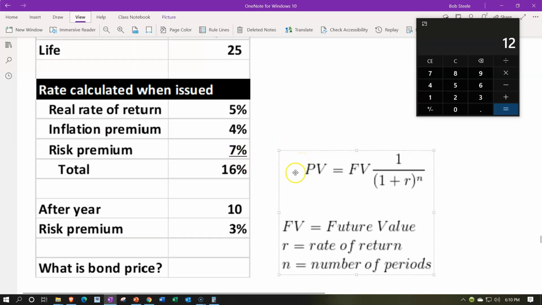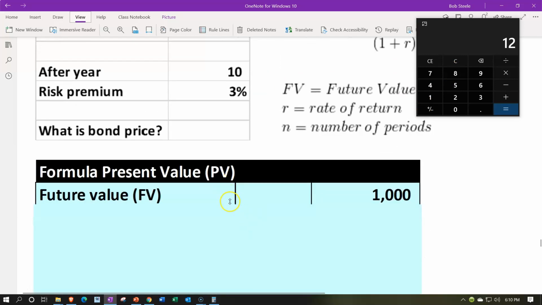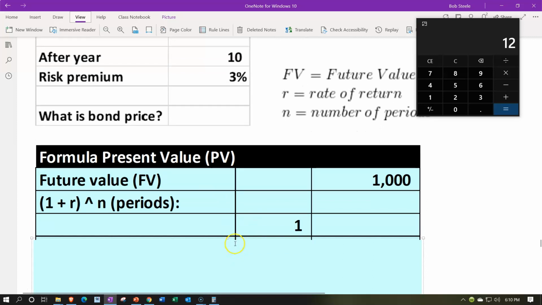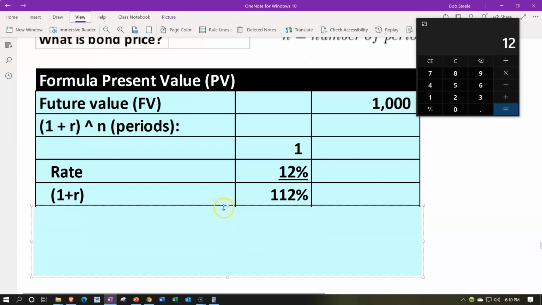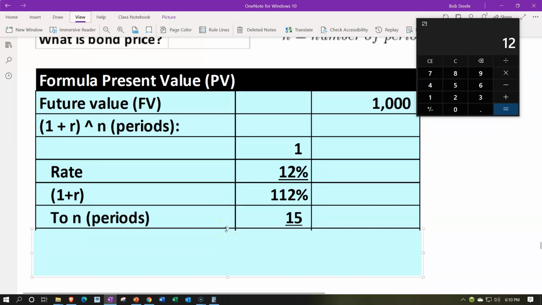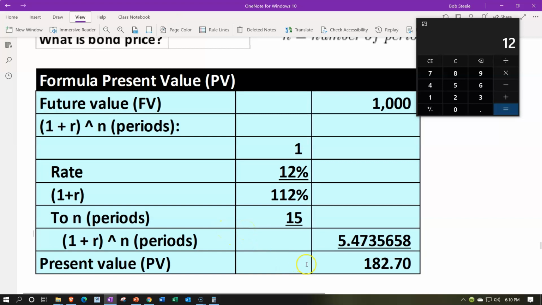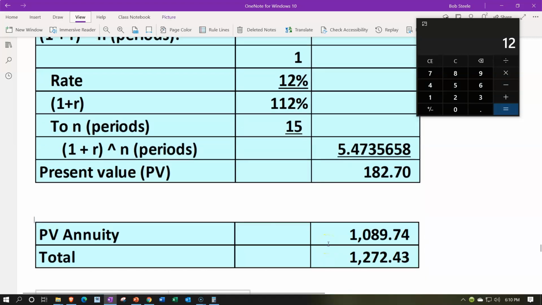Then we could do the present value of that 1,000, bringing it back using the present value of 1 formula. Present value equals the future value over 1 plus R, now 12%, to the n, 25 minus 10, or 15. Putting that into our table, 1,000. Then we got the 1, and then the rate, 12%. 1 and 12 gives us 112%, or 1.12 to the power of 15, which will give us the 5.4735685. The numerator over the denominator gives us the 182.70. So that's going to be the value of the 1,000 present valued.